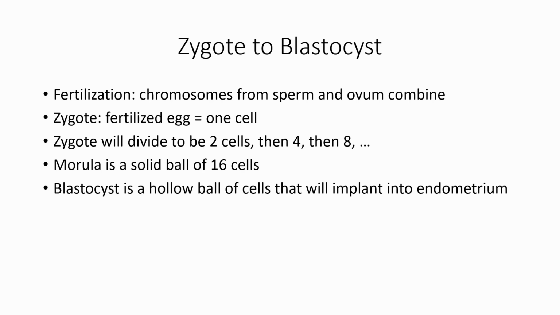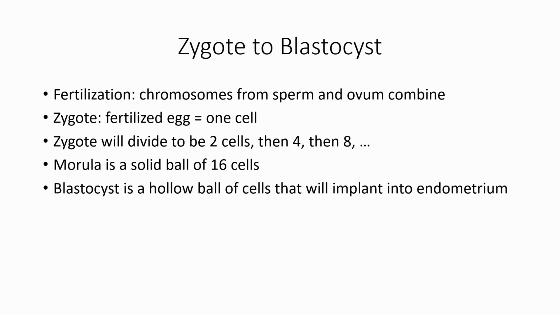So let's talk about going from your very first cell onward. We're going to start at the very beginning. Day one, fertilization. Sperm and the ovum have combined. We now have a diploid cell that has two sets of chromosomes. We are considered a zygote. That's your very first cell, the fertilized egg. Day one, you are a zygote.